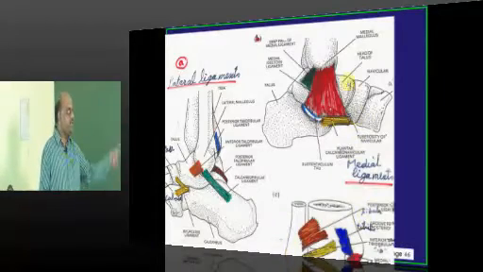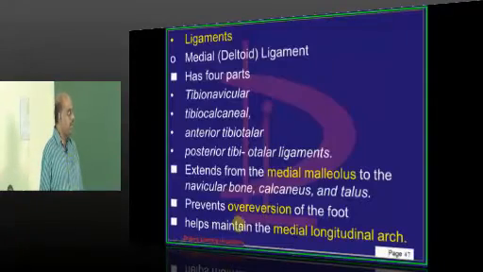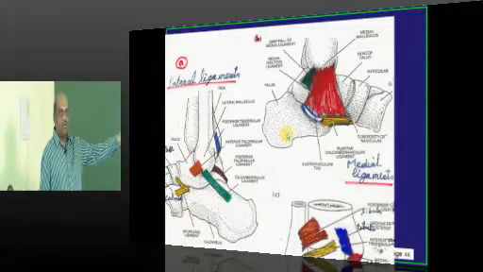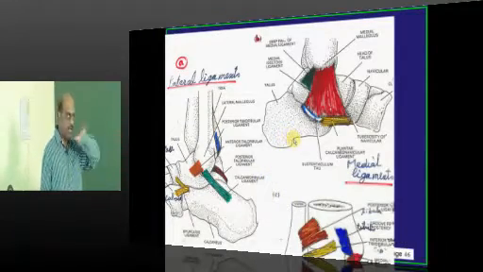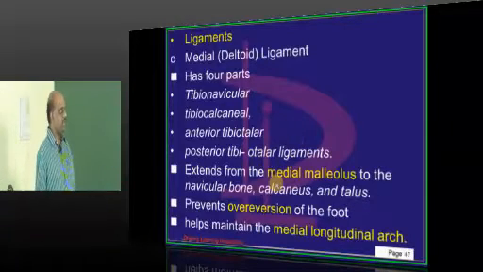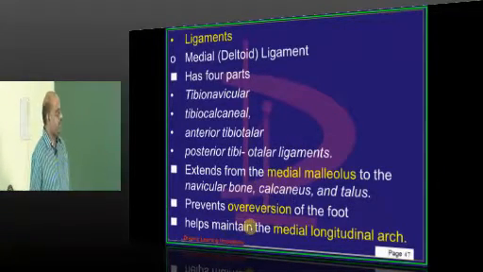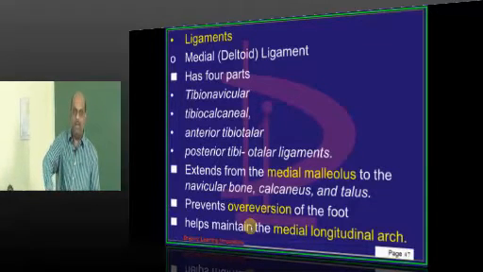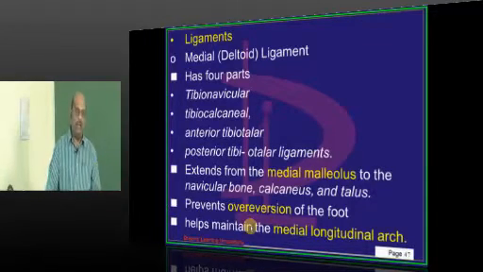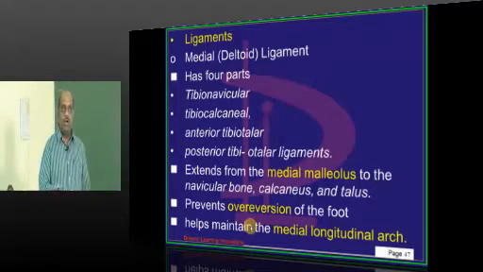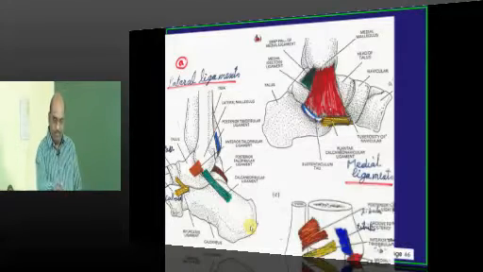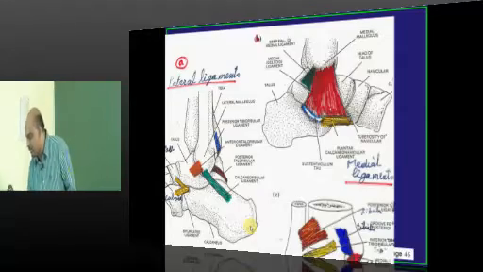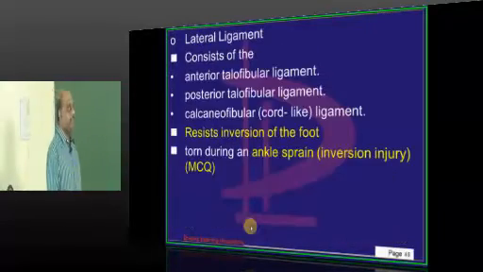From where to where is it extending? From the medial malleolus to the navicular, calcaneus and talus. It is sending out ramifications. What is the purpose of it? Over-eversion of the foot is prevented by the deltoid ligament, and it also helps in maintaining the medial longitudinal arch, which is what you need to remember.